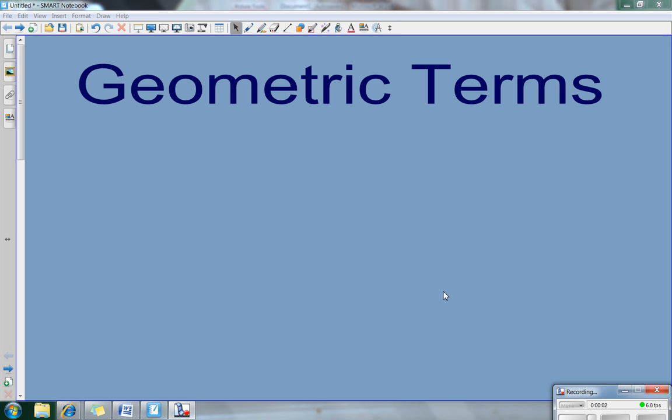Today we're going to learn about geometric terms. There are 9 different geometric terms we are going to talk about here today. Our first term is point. A point is an exact location in space.